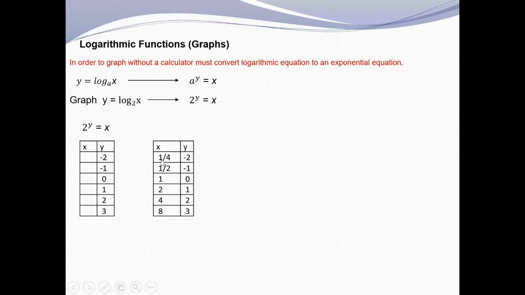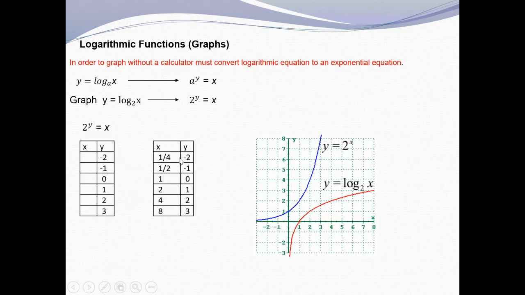Okay. So again, like before, if you plug in negative 2 for y, x is 1/4. If you plug in negative 1 for y, x is 1/2. If you plug in 0 for y, x is 1. If you plug in 1 for y, x is 2. If you plug in 2 for y, 2 to the 2nd power will give us 4. If you plug in 3 for y as the exponent, 2 to the 3rd power equals 8.